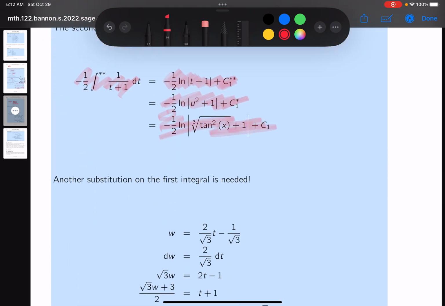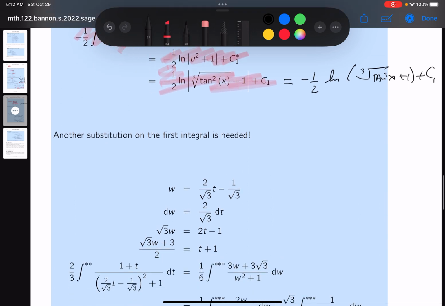Now, by the way, I can remove the absolute value symbol, but let's not worry about that right now. I'll be honest with you, the reason I can do that is I know this is a positive number on the inside. So you could write down minus 1/2 the natural log of the cube root of tangent squared x plus 1, plus c1, first constant, okay?